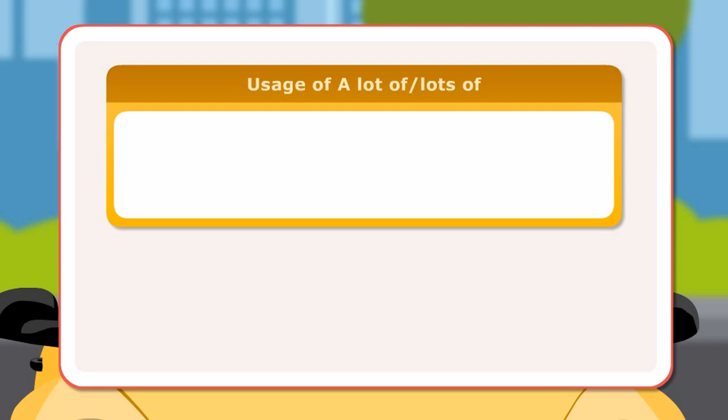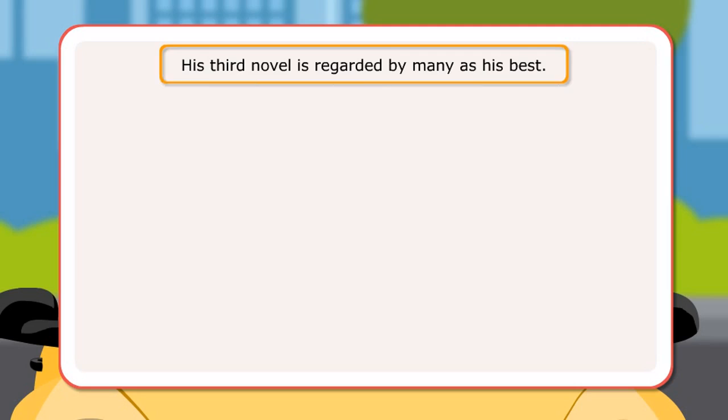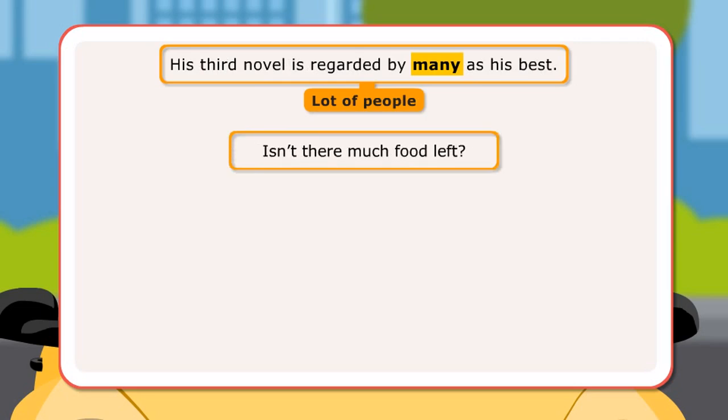Usage of a lot of, lots of. A lot of and lots of can both be used with plural countable nouns and with singular uncountable nouns for affirmatives, negatives and questions. Let us look at few examples. His third novel is regarded by many as his best. In this sentence, many denotes a lot of people. Isn't there much food left? Here, much denotes a small quantity.